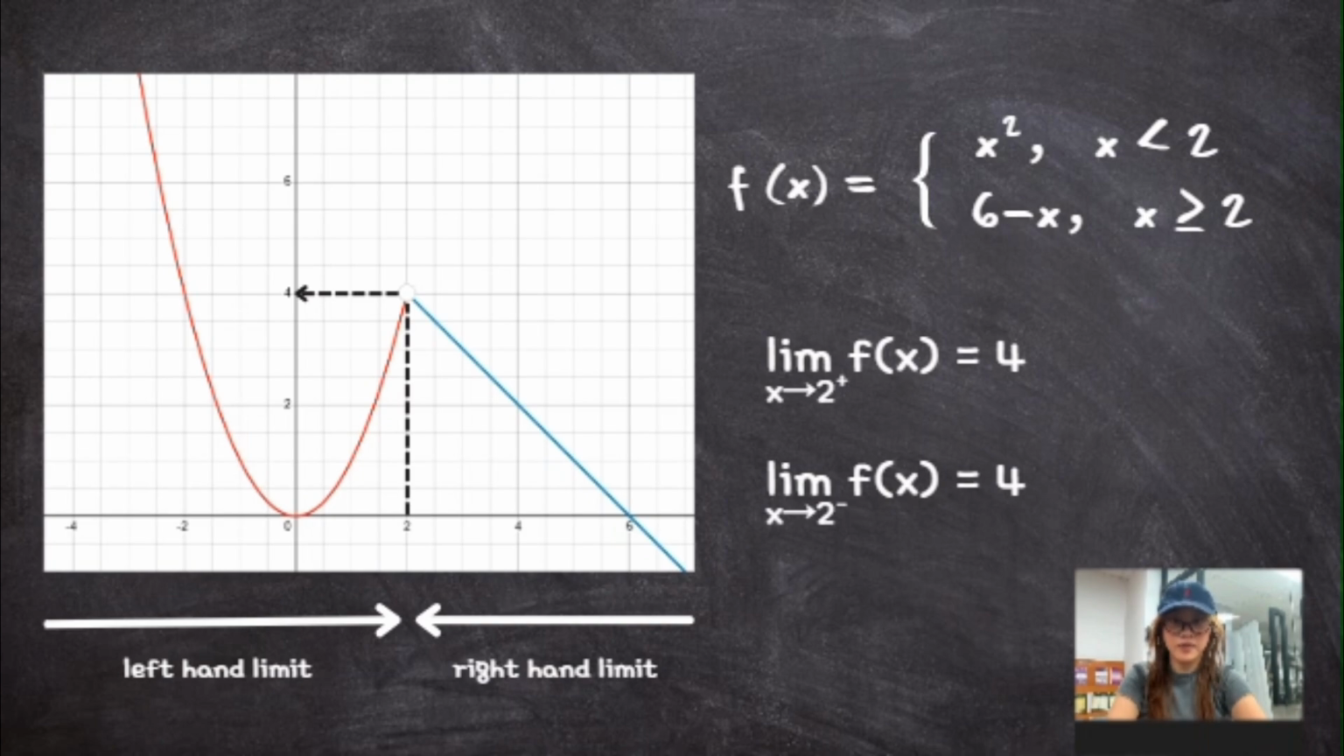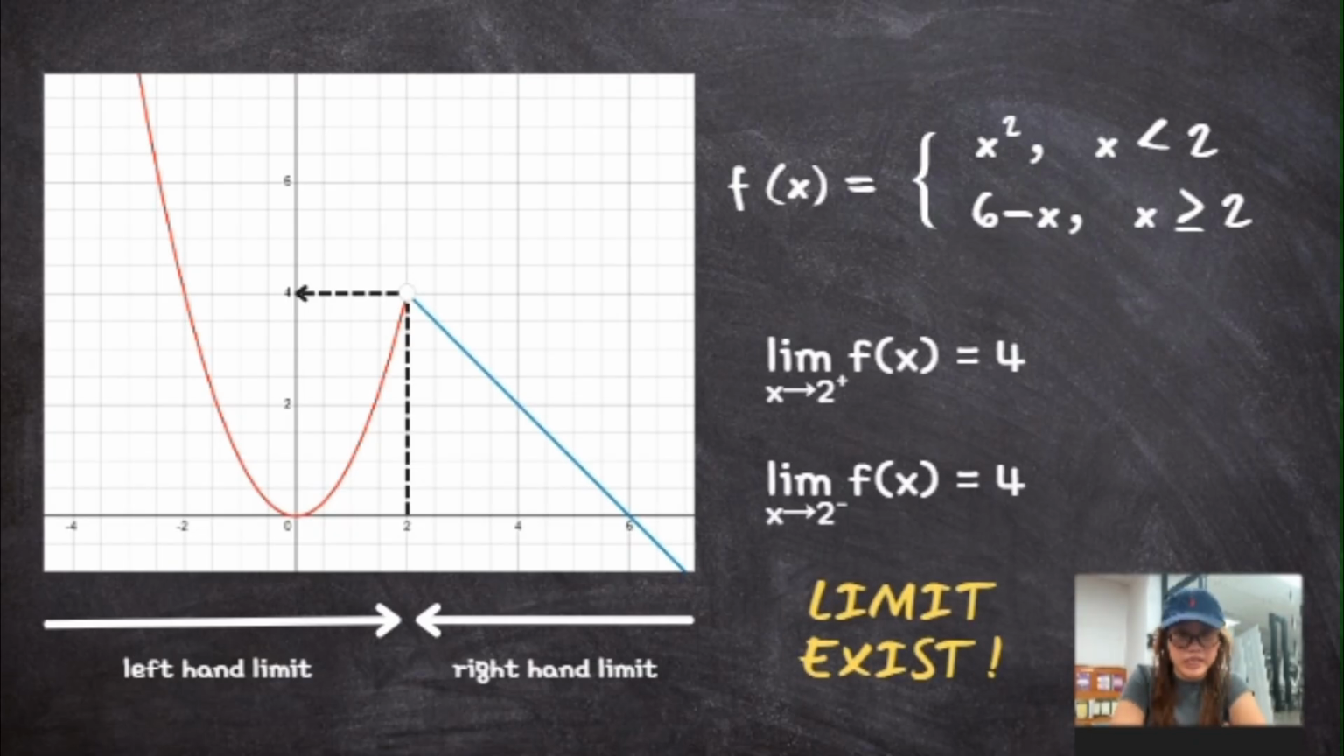Now let's think about something a bit different. What if there is no value at that point? Does the limit still exist? Well, we don't care about the value at that point. We only care about what happens when we get closer to the point. If both sides approach the same value, then the limit exists.